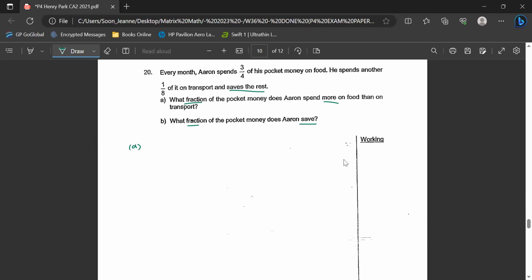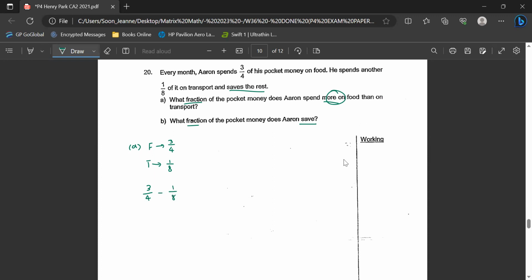So we are going to work out A. It says Aaron spent 3/4 on food, so food is a fraction of 3/4 and transport is a fraction of 1/8. They're asking for what fraction of the pocket money Aaron spends more on food than transport. You can see there's a difference between these two fractions, so we look for the difference. You take 3/4 minus 1/8.